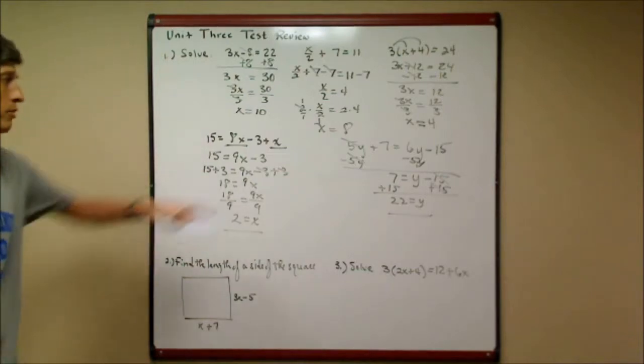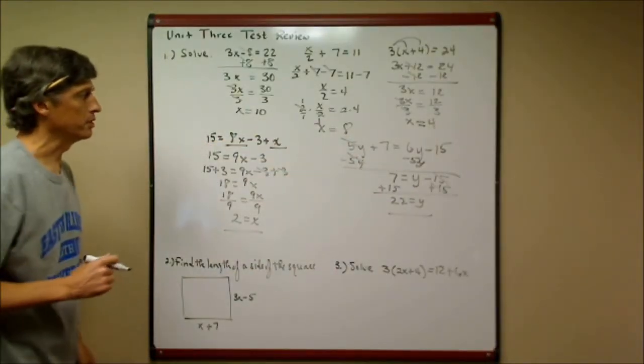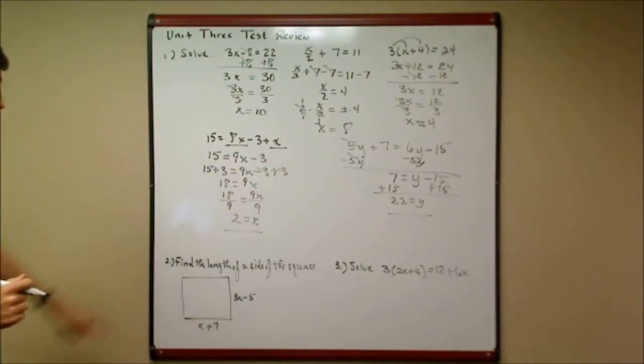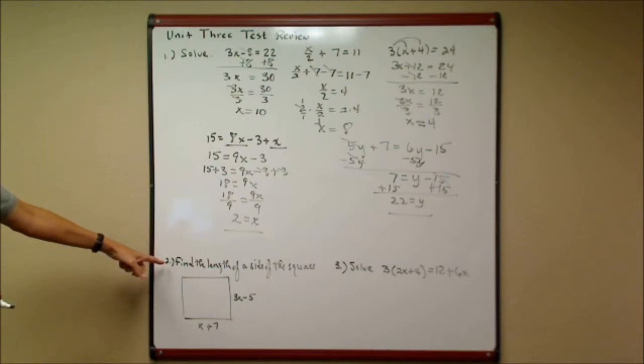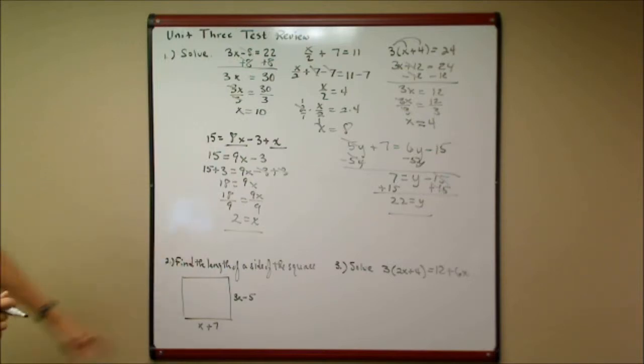Now remember, there are two special cases when the variable is on both sides, and we'll come across one of those examples here in just a second. But in this case, we get one single answer, y equals 22. Now even though this doesn't look like an equation, you need an equation to solve this. It says find the length of the side of the square. I have to find out what x is to find out the length of the side of the square.